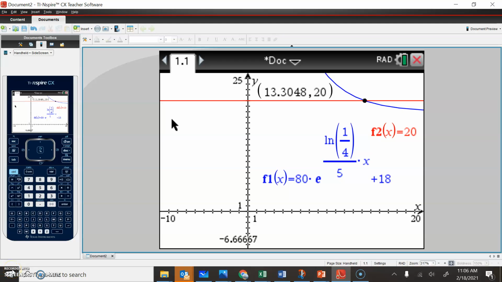All right. That is exponential growth, and it's also Newton's law of cooling. Thank you so much. Bye.